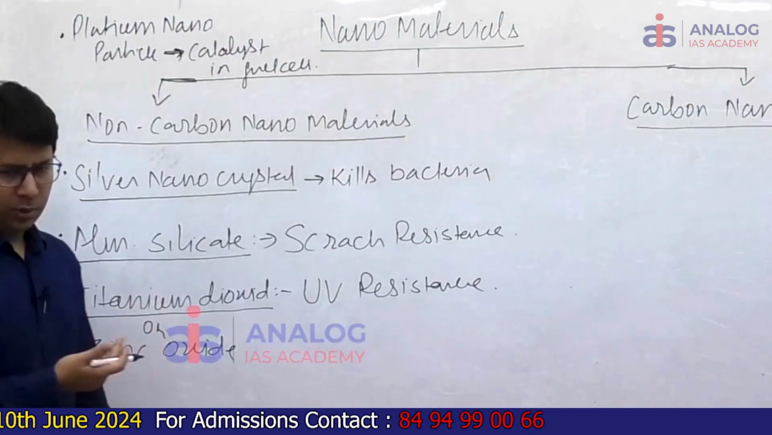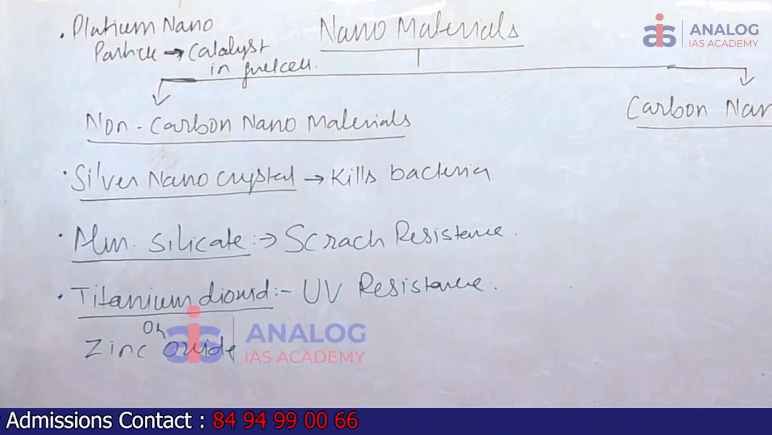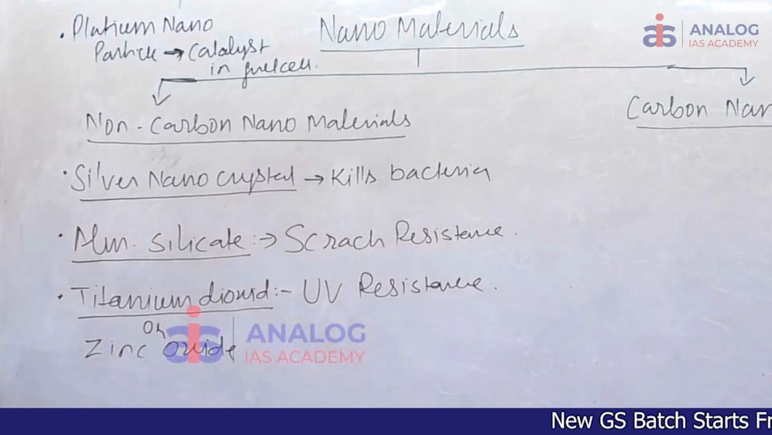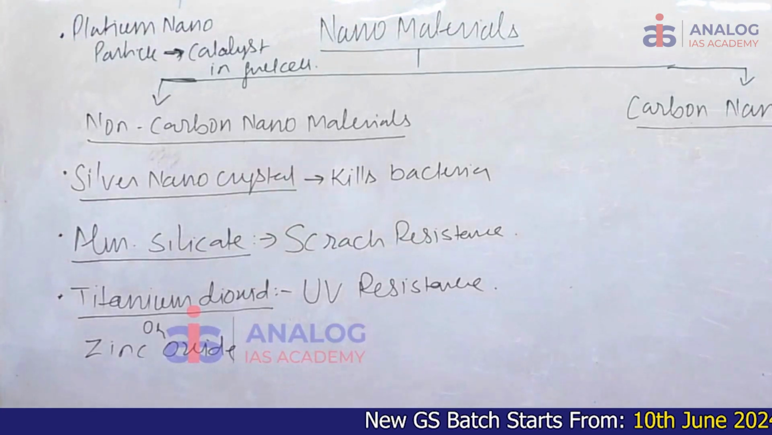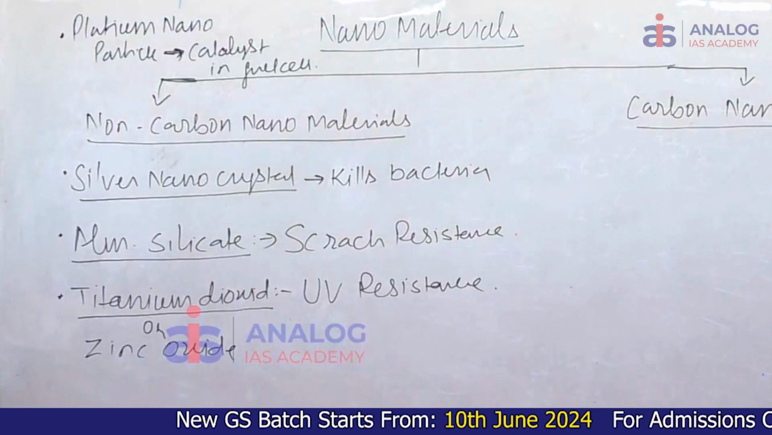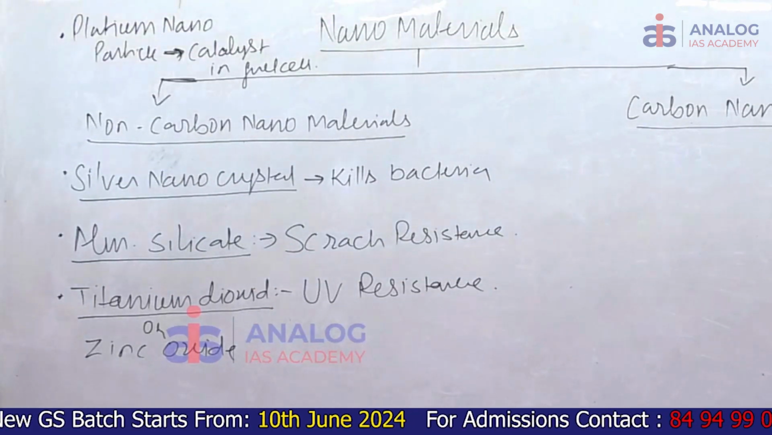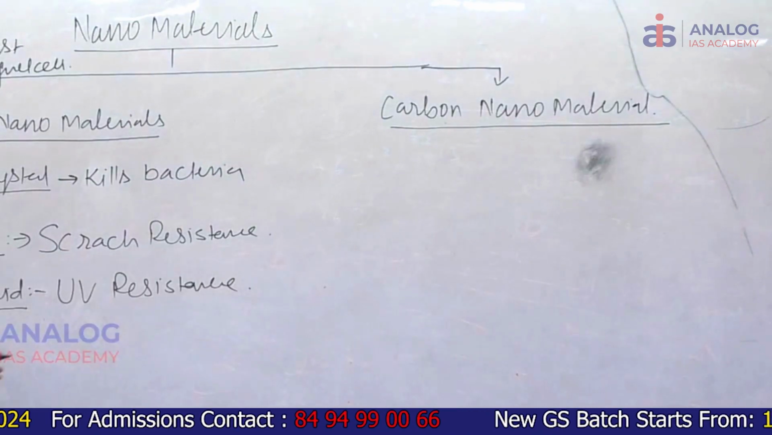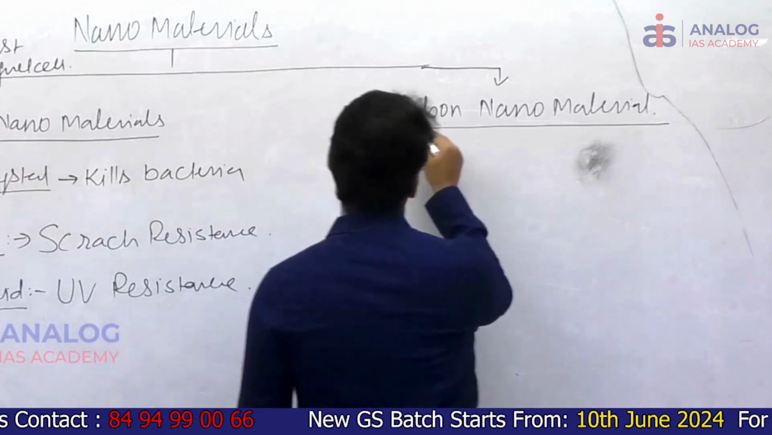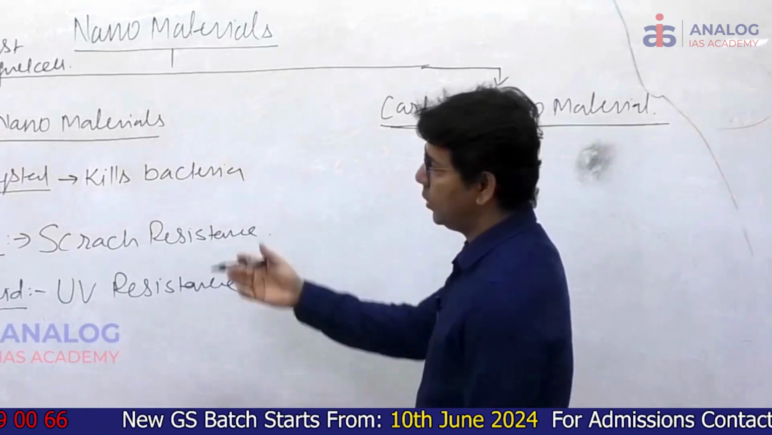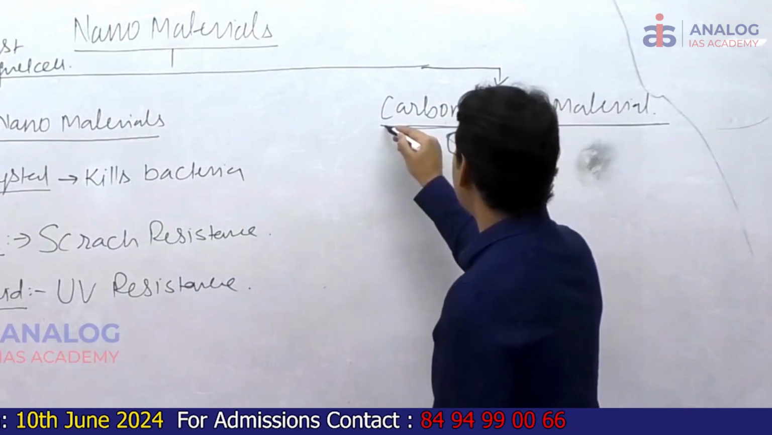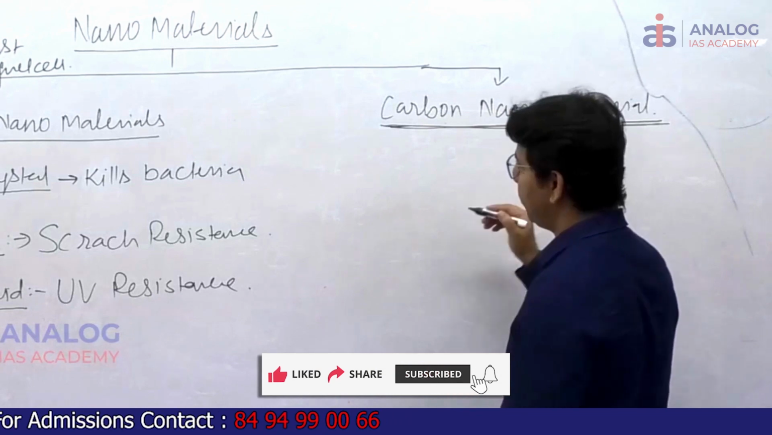So these are the few nanomaterials which are not carbon based. They are non-carbon, but they are being used in different sectors, right? So silver nanocrystal, aluminum silicate, titanium dioxide, zinc oxide, platinum nanoparticle. Sometimes it might give an impression that these are the future, these are the most important ones, but it is not like that. Rather, carbon nanomaterial is something which is very important.